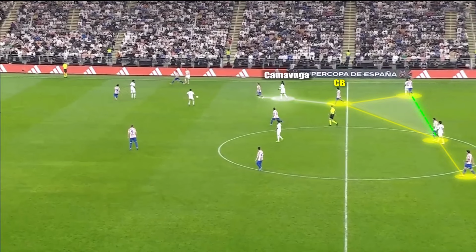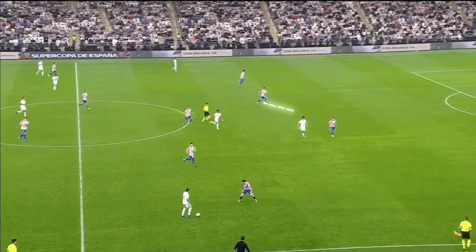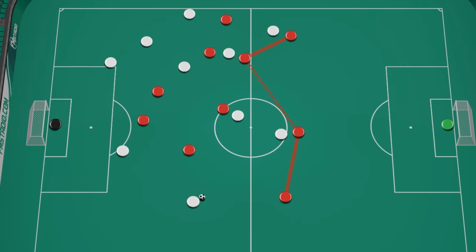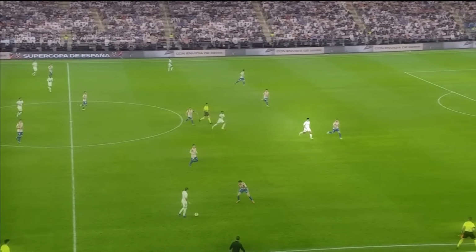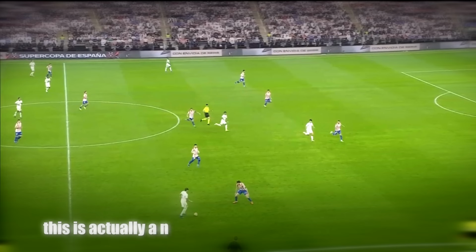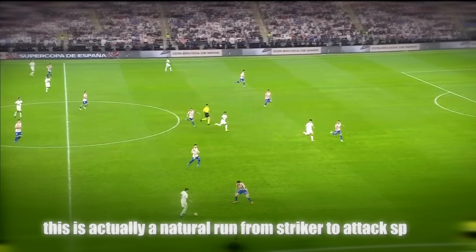Since the centre back was out of position earlier due to Camavinga, he has to cover extra distance to get back into this shape. This is the vulnerability that Madrid can exploit. They can aggravate the existing vulnerability by moving the other centre back away. This is simply achieved by the striker's run. This is actually a natural run from the striker to attack the space.